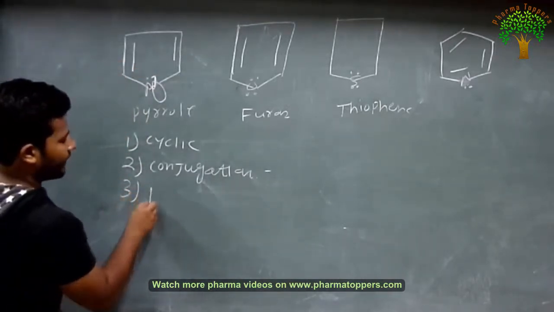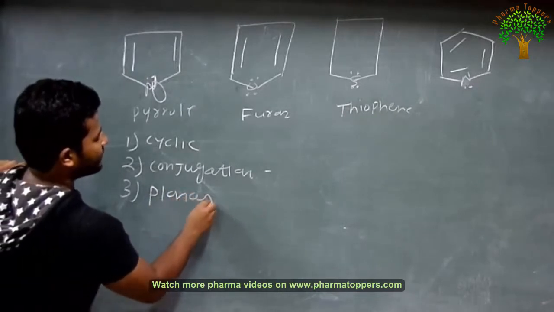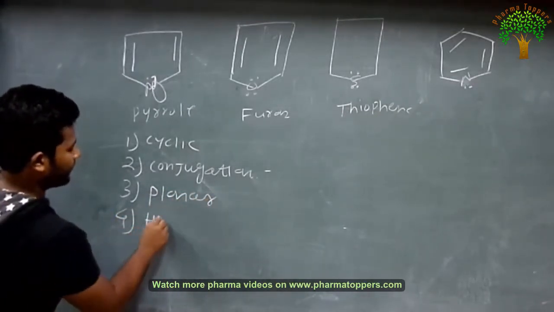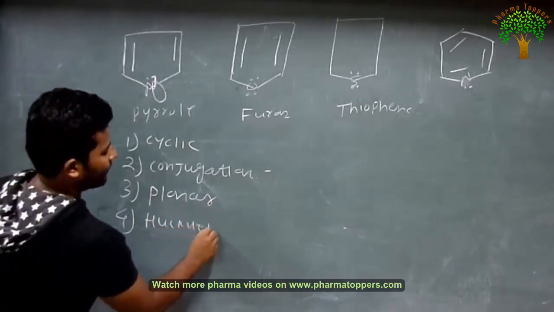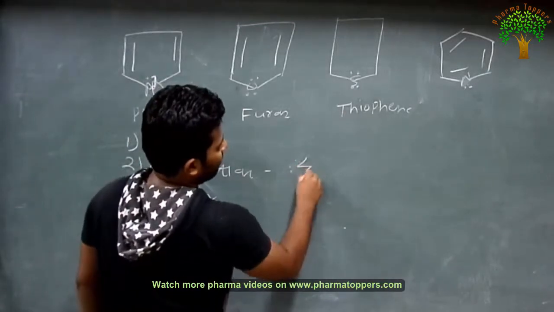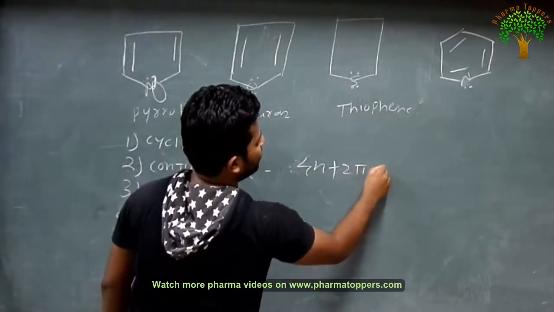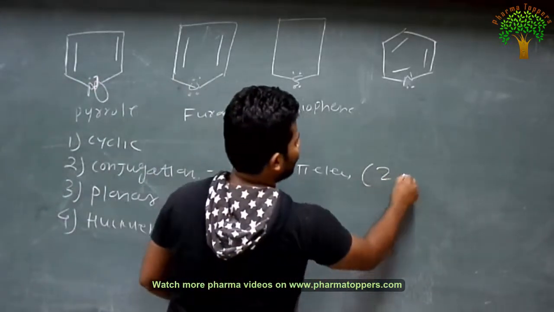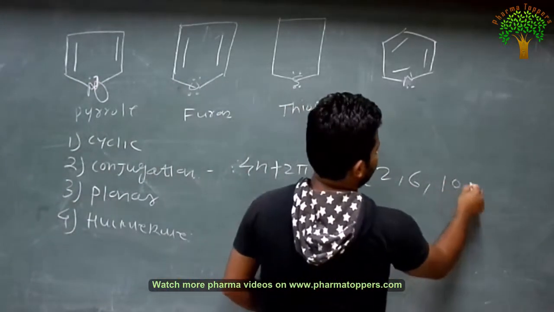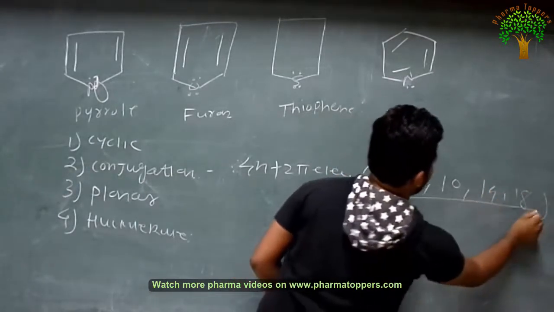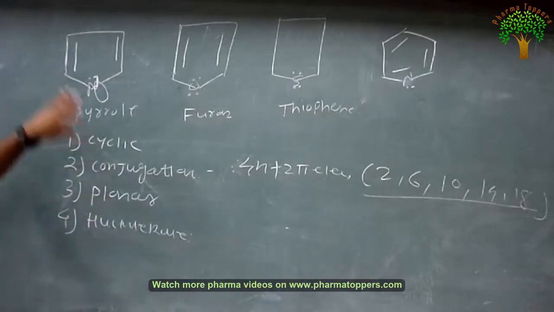Third, planar. Yes, pyrrole is planar. Fourth one is our Huckel rule. We know very well the Huckel rule, that is 4n plus 2 pi electrons. Those containing 2, 6, 10, 14 and 18 pi electrons are aromatic in nature. In case of pyrrole, we calculate the electrons first.